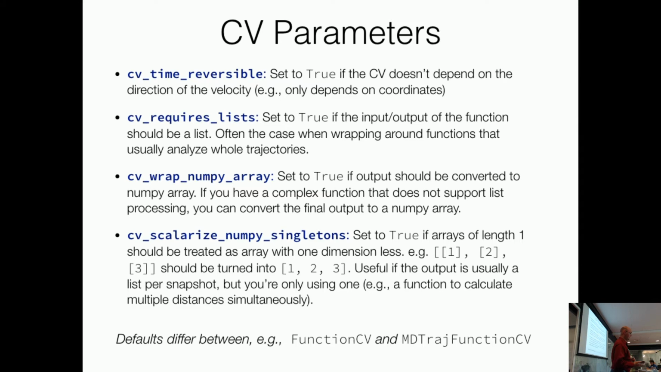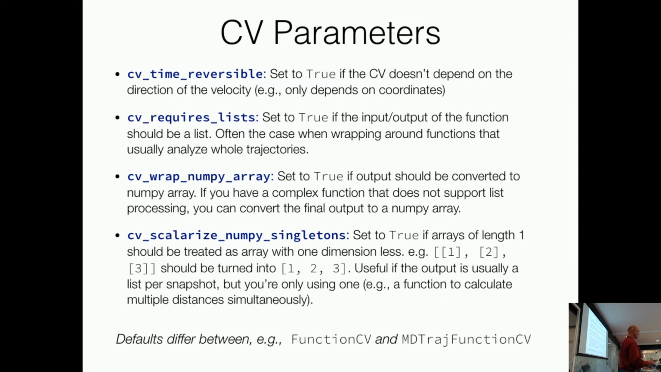Then the wrap NumPy array is kind of the other side of that. So if there's a complex function that doesn't support list processing, you can convert the final output to a NumPy array. I think Hendrik might be able to explain more on that than I can, because I never fully understood that one either.